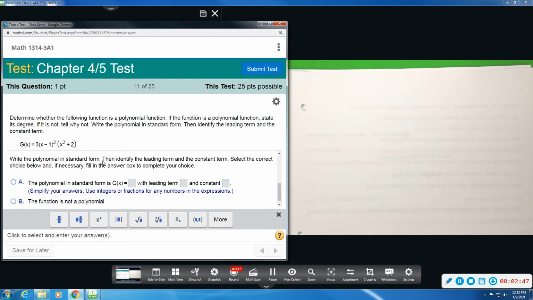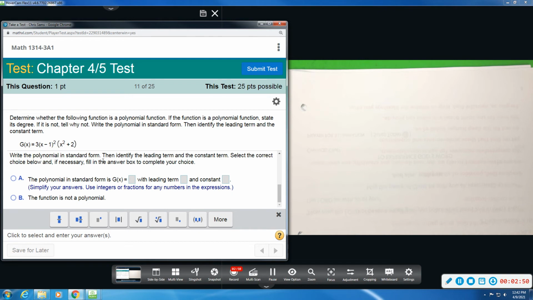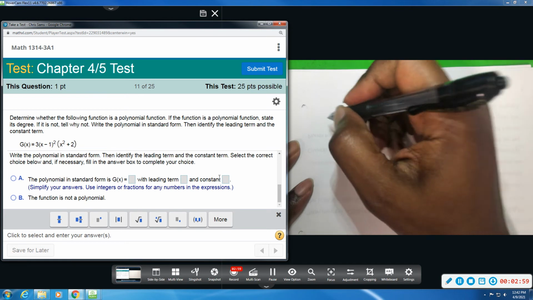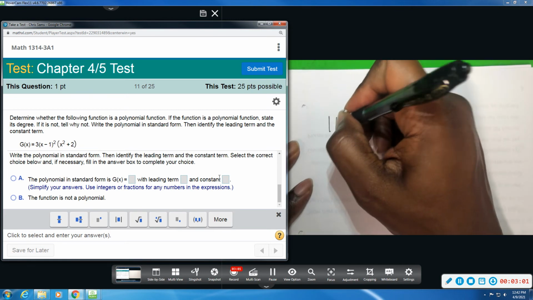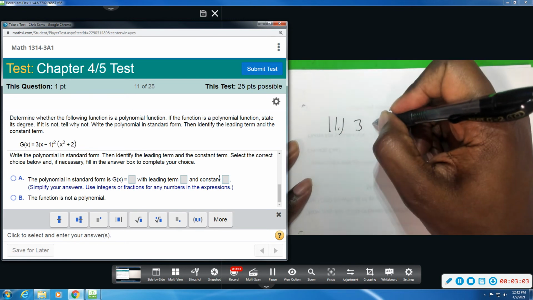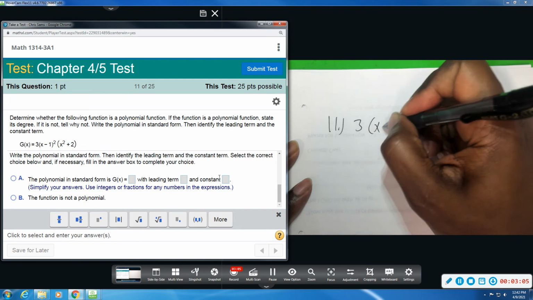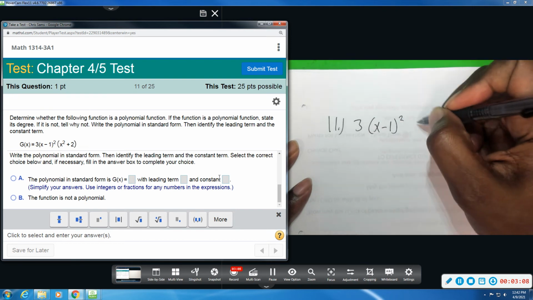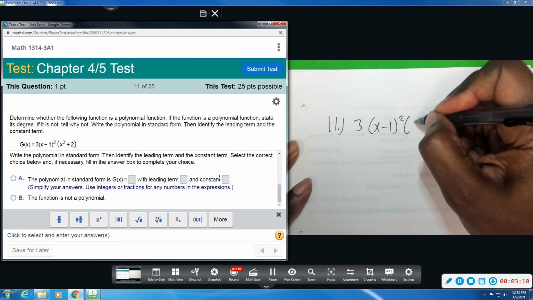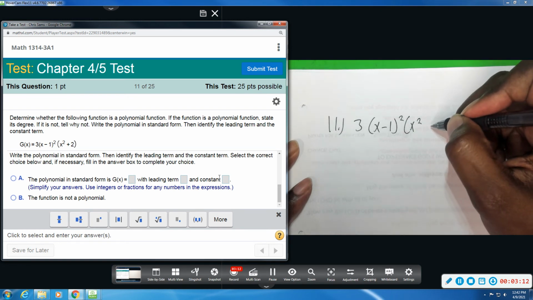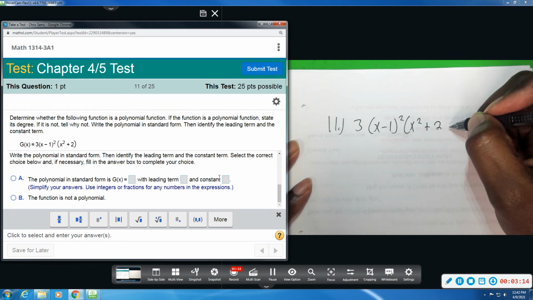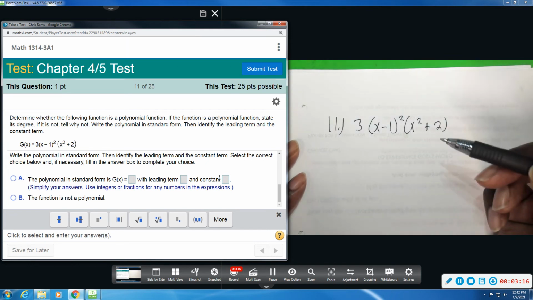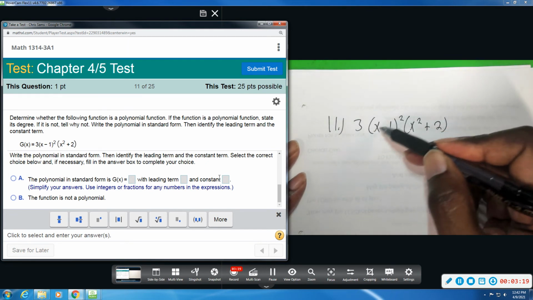All right, so now that we've confirmed it's a polynomial, found its degree, we now want to write it in standard form, identify the leading term and the constant term. So I'm going to write this down and we're going to just multiply it out. Okay, so this is number 11. So we have 3, and then we have (x minus 1) squared, and then we have (x squared plus 2). All right, so what we're going to do, we're going to FOIL this first.